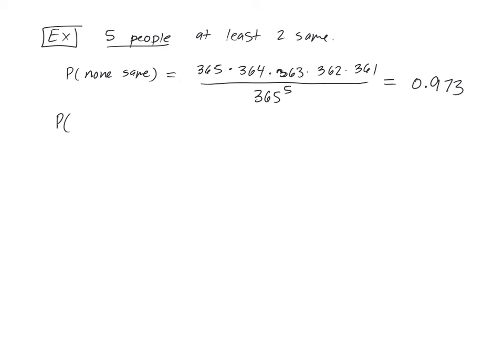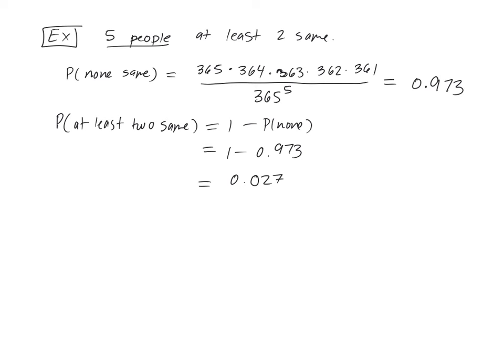So at least 2 people sharing is the opposite of nobody sharing. Does that make sense? So the probability that at least 2 are the same will be 1 minus the probability of none. So 1 minus 0.973 works out to be 0.027.